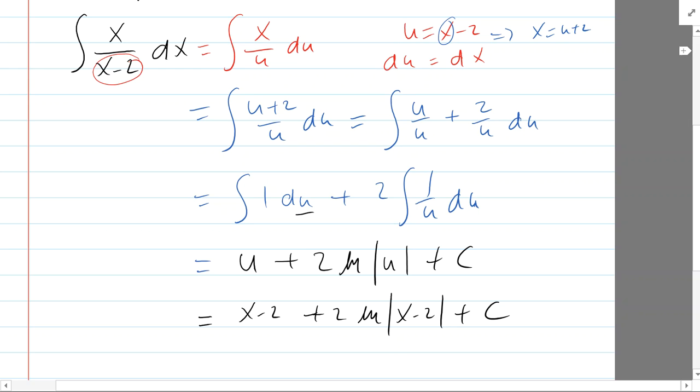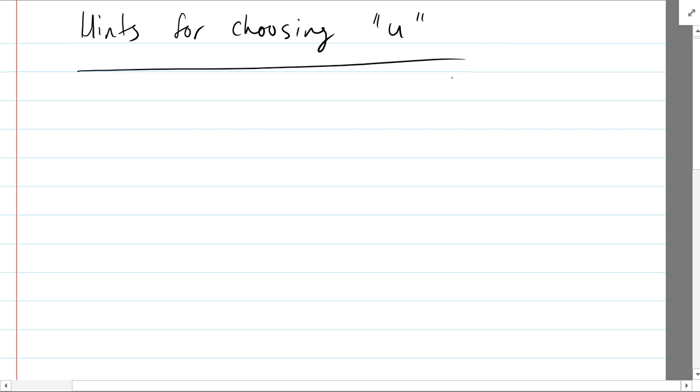Let me get a whole new page. See, these are hints. Hints for choosing u. Because I choose you. Aw, it's close to Valentine's Day.